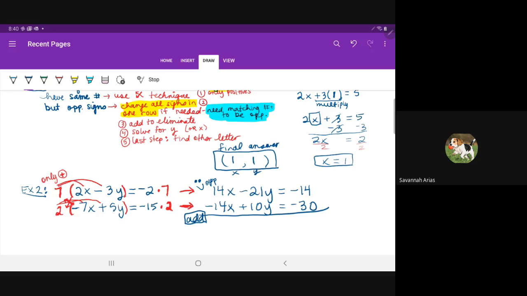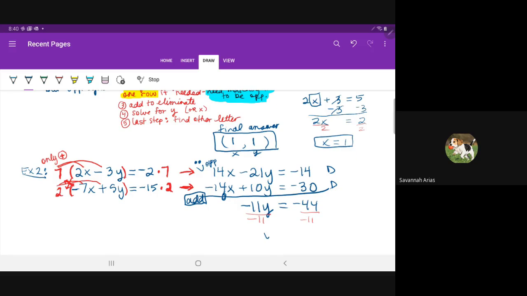Okay, now if you multiply that front number by negative 7, they would have ended up being the same sign again. So add, and we get 0. Put the little 0 there. Add the next row, negative 11y. And what's down 14 and down 30? What would that be? Okay, and then divide. And you get y equals 4.